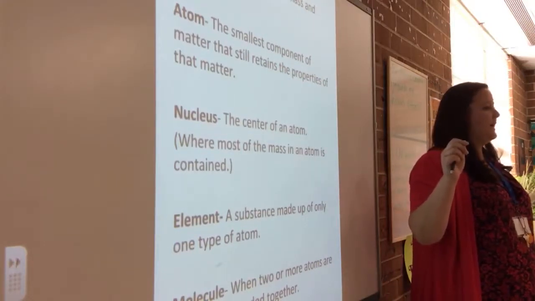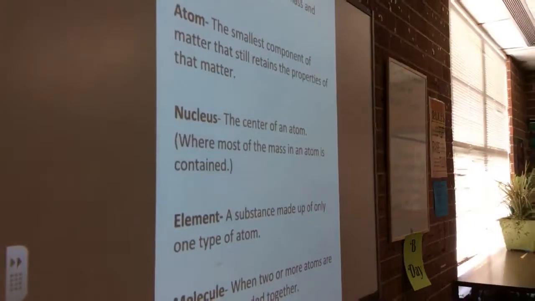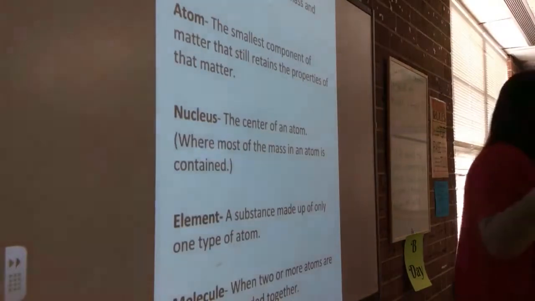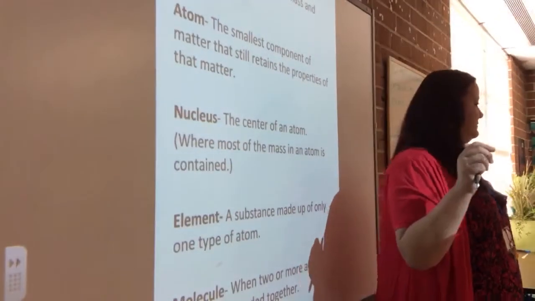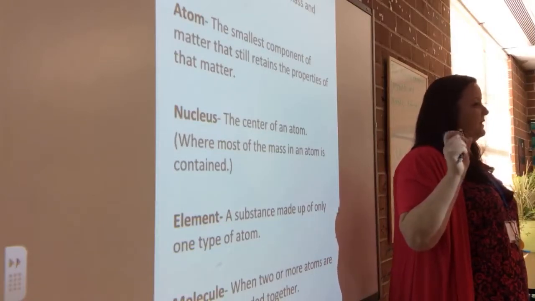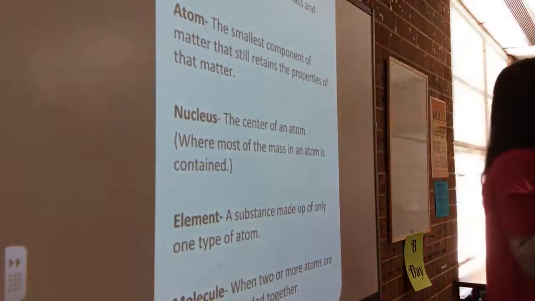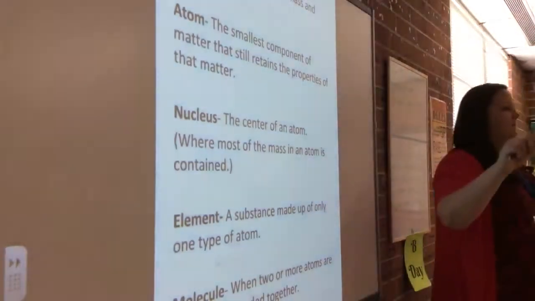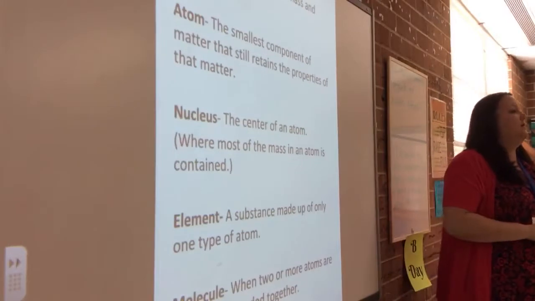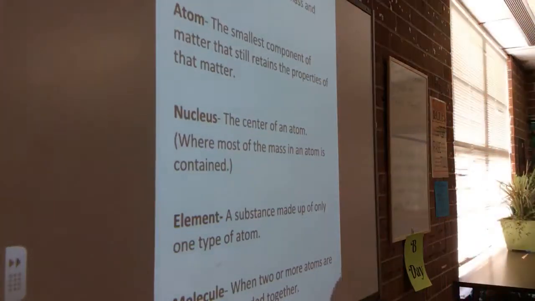If it's not some form of matter, like light. Light is not matter. What is light? What is sound? I heard someone whisper. It's energy. Everything in the universe is either matter or energy. We're going to be talking about matter right now. We're not going to be talking energy too much. Right now we're just talking matter. So anything that has mass and it takes up space.